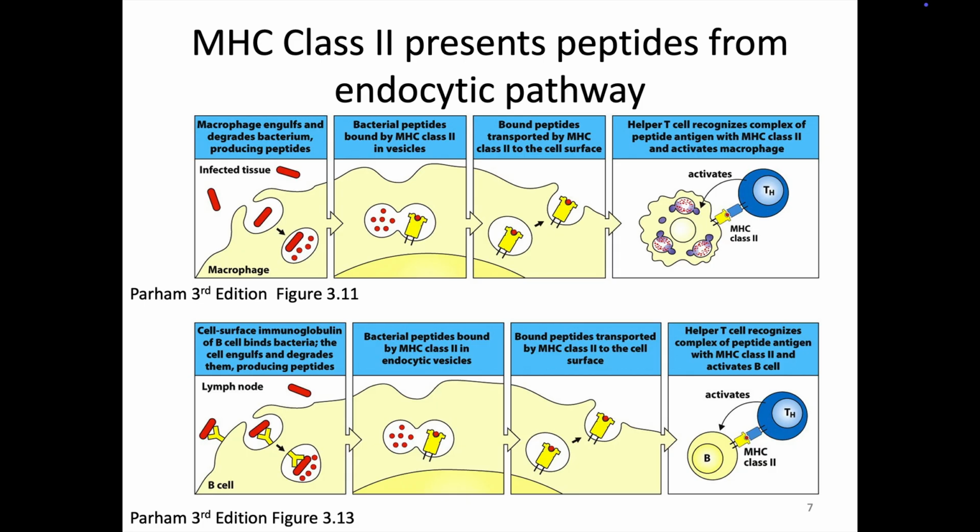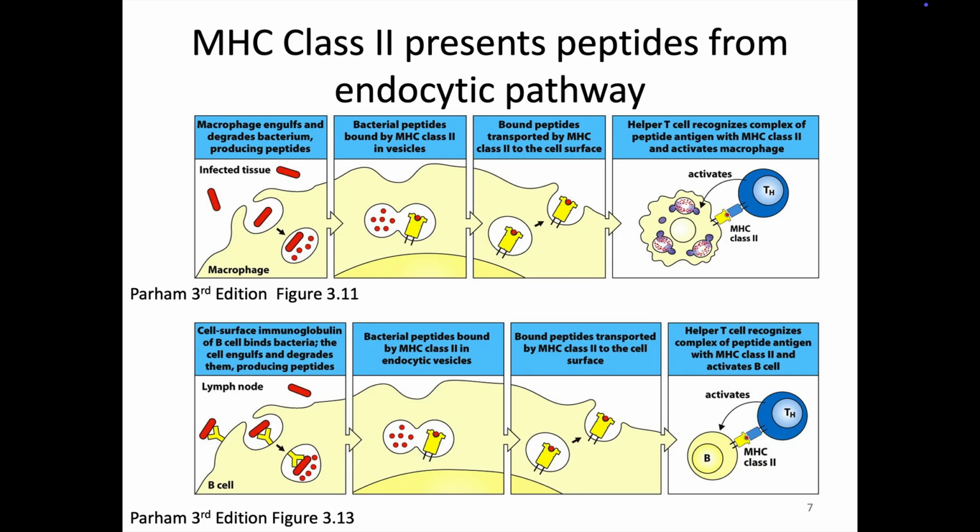And the key here is that MHC class 2 is presenting peptides that are found in the endocytic pathway. As you'll see when we talk about this a little bit more today, a key thing about the endocytic pathway is it's basically some kind of compartment in the cell that has a membrane between it and the cytoplasm. So there's some kind of membrane-bound compartment in the cell, and that's where the MHC class 2 molecule is getting its peptides from.